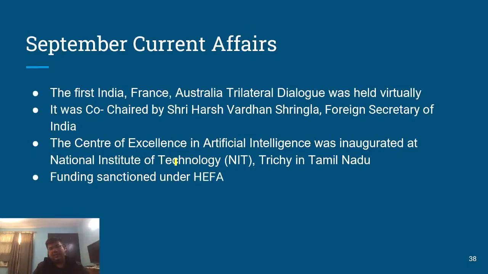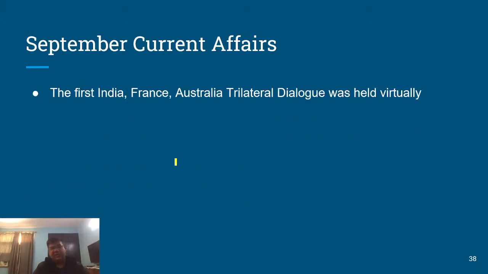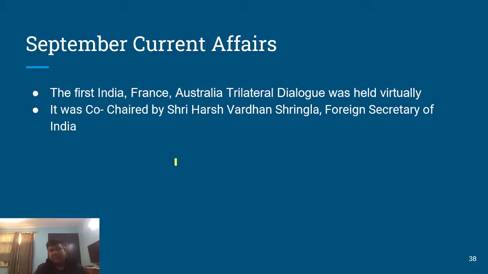Okay, some more of the September current affairs. First of all, again, Australia is in the news. Australia does seem to be fostering good relations with India under the leadership of the present Prime Minister, Mr. Scott Morrison. So, Australia, India, and France. France, of course, led by Mr. Macron. They held a recent trilateral dialogue, which was held virtually. This was co-chaired by Sri Harshvardhan Shringla, who is the Foreign Secretary of India.